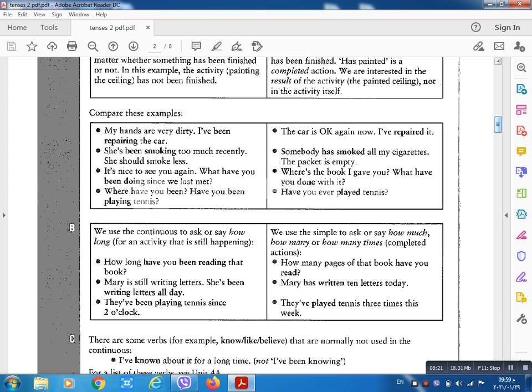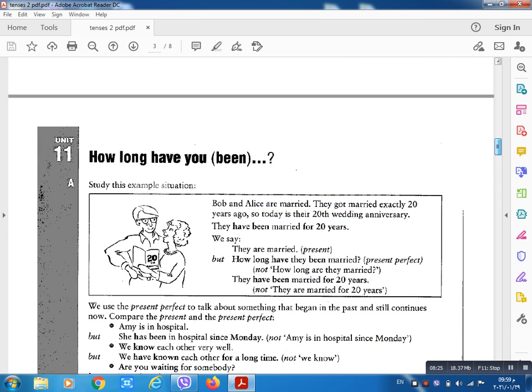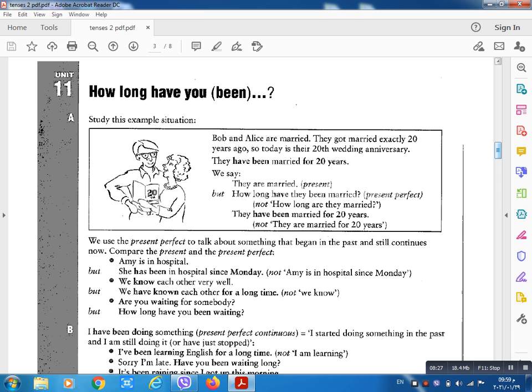Okay? Now, if we move to 11, what can we see here? We have 11 to be no more than a revision of the previous units. In what sense? For example, some more examples about the way I use the present perfect continuous. Some more examples about how I use this particular WH question item, which is how long.